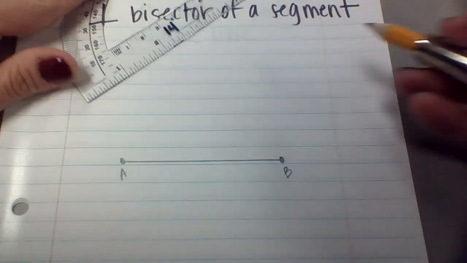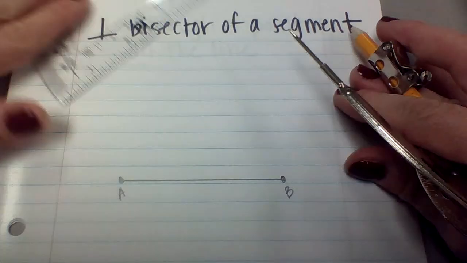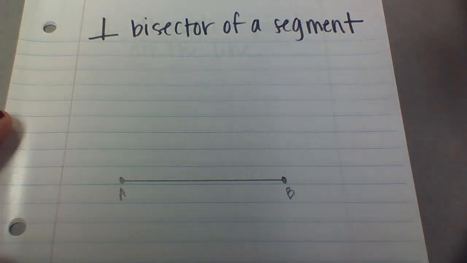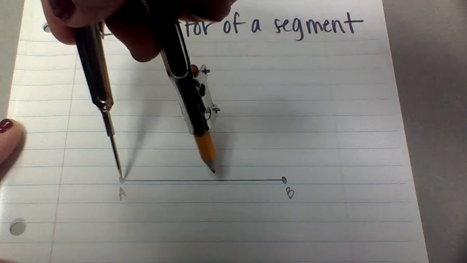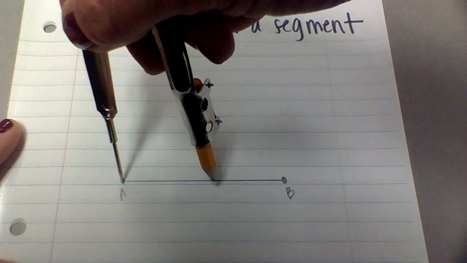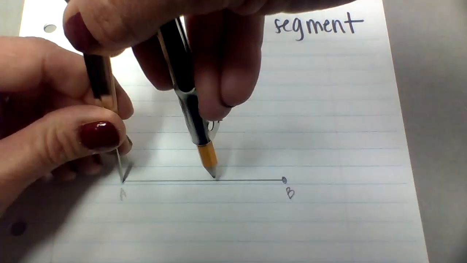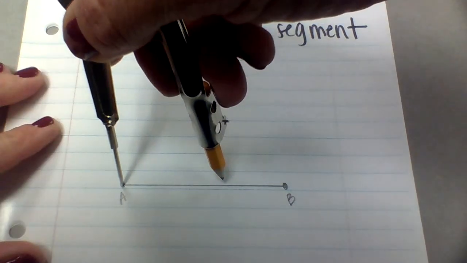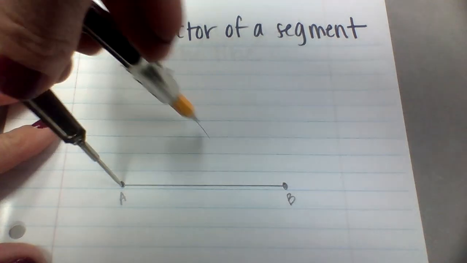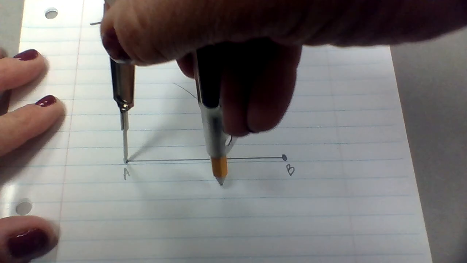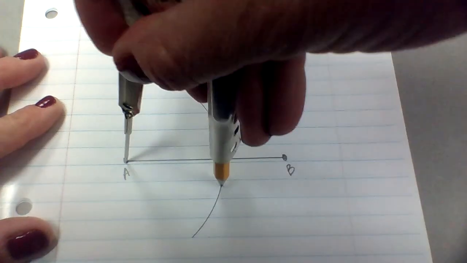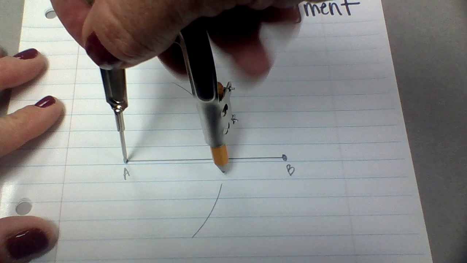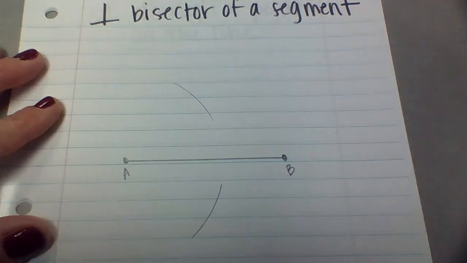So what we have to do for the perpendicular bisector is place the compass at point A. Make sure it's down in there. Adjust the radius so it's more than half. So I'm going to make it just a little bit bigger. Make sure it's more than half. Draw an arc above and an arc below.